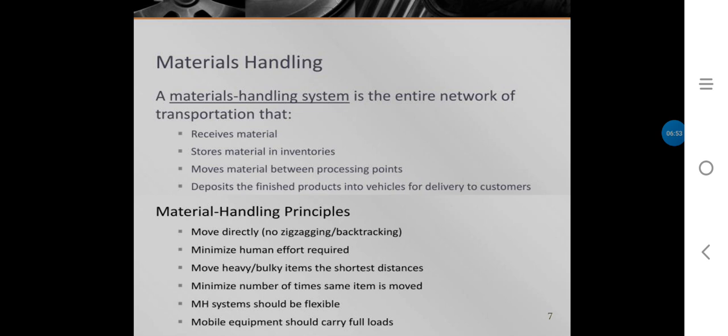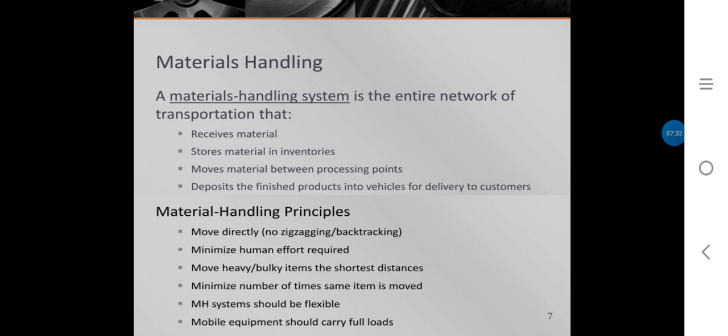The heavy or bulky items must be stored near to our factory or operation premises. Minimize the number of times the same item is moved, and the material handling system should be flexible. It must be flexible because we can't predict production. We can predict it to some extent, but the nature of production is very flexible and changing all the time. It is not straightforward. So the material handling system should be flexible to help the production lines.